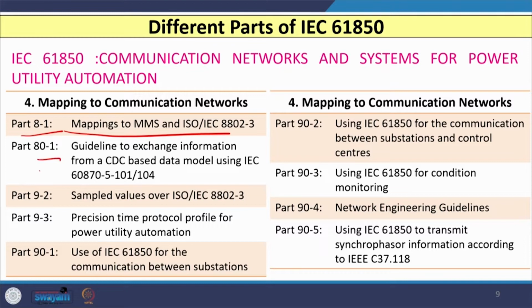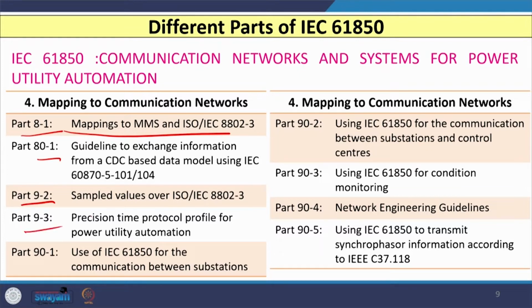In 80-1, guidelines are given in detail regarding the exchange of information from a CDC-based data model using IEC 60870-5-101/104. In the 9th part, that is 9-2, sampled values, how we can have the sampled values over ISO/IEC 8802-3 is mentioned.